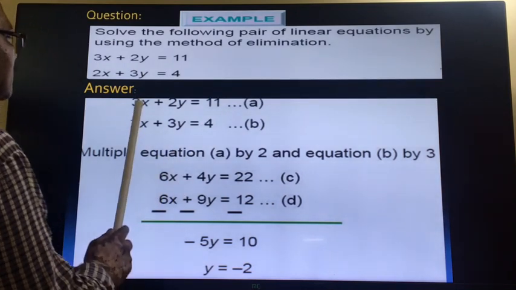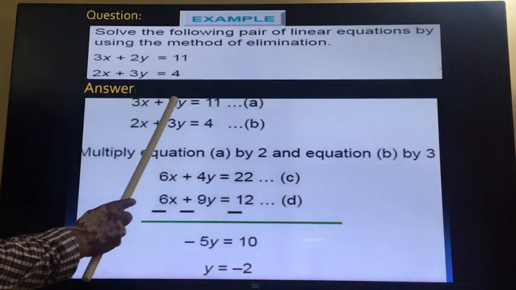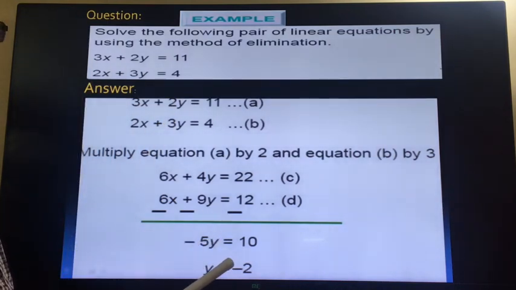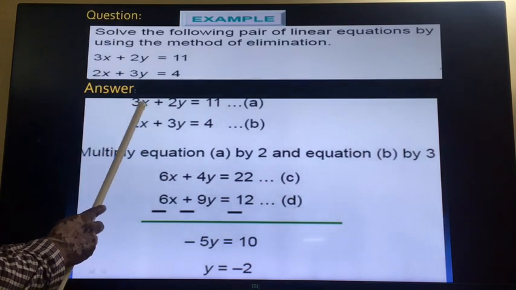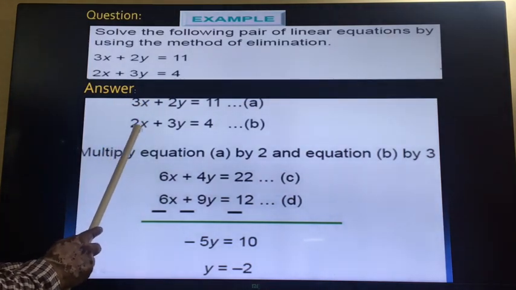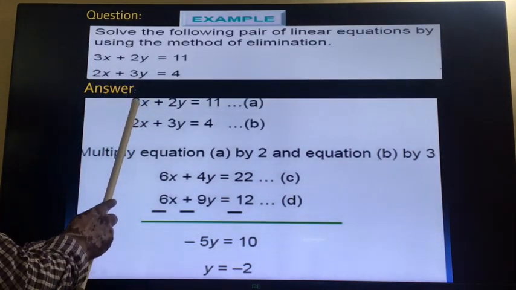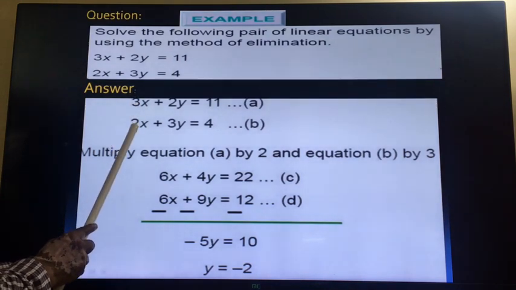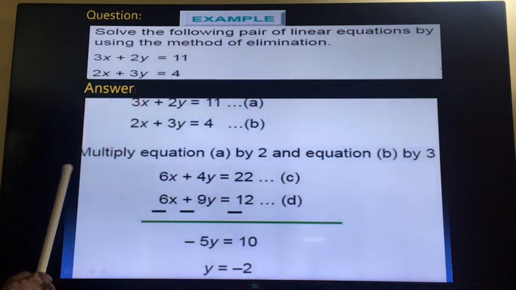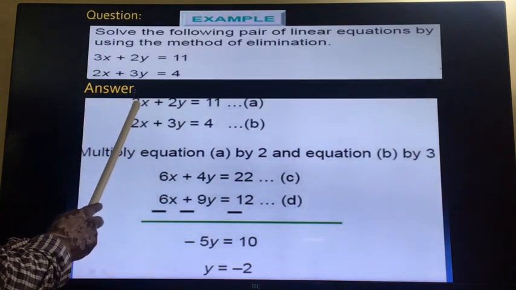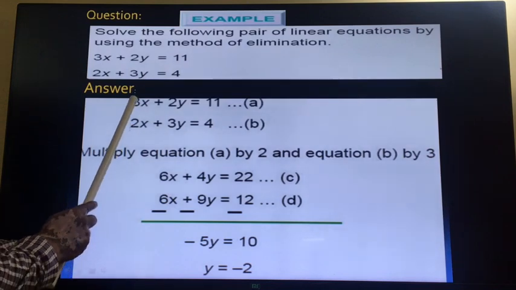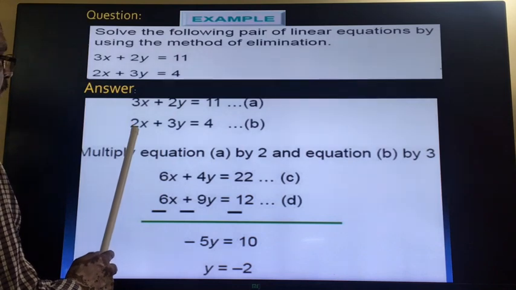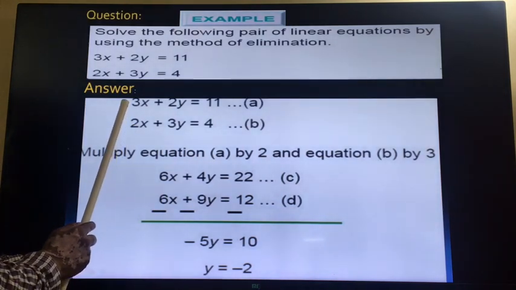Now we want to equate the coefficient of x or the coefficient of y. In this question, I am trying to equate the coefficient of x. Here the number written before x is 3, here the number written before x is 2. To equate them, we will multiply the first equation by the coefficient of x in the second equation, and the second equation by the coefficient of x in the first equation. So the first equation is multiplied by 2, and the second equation is multiplied by 3.